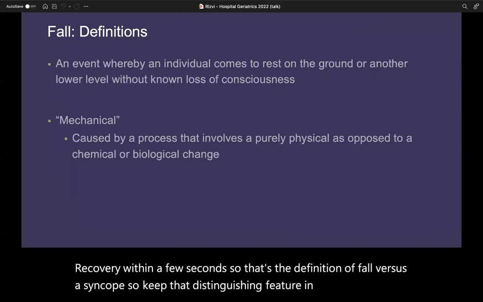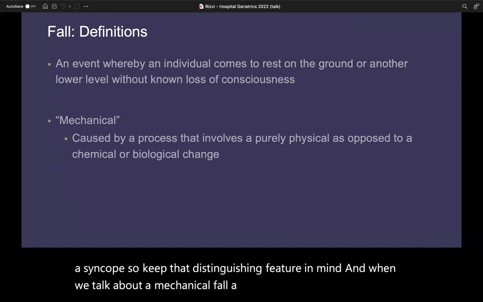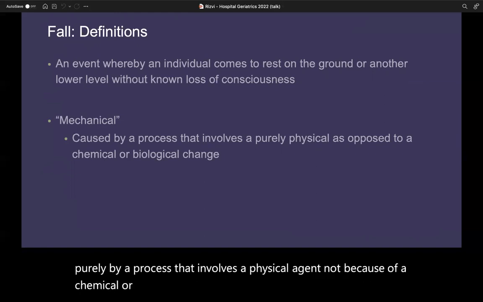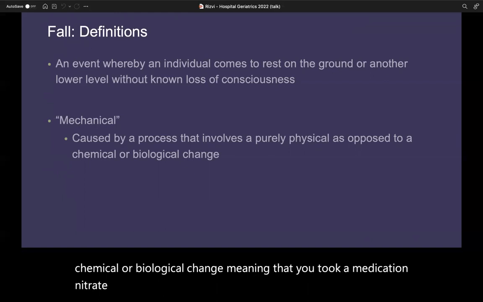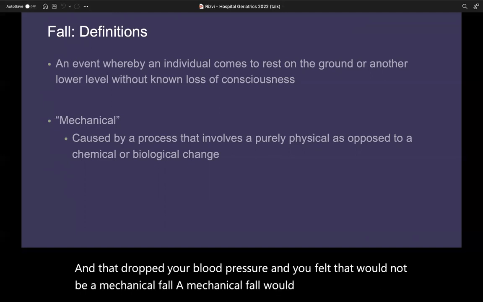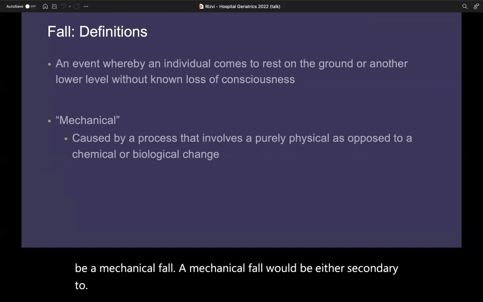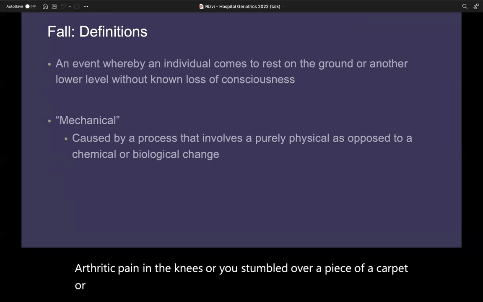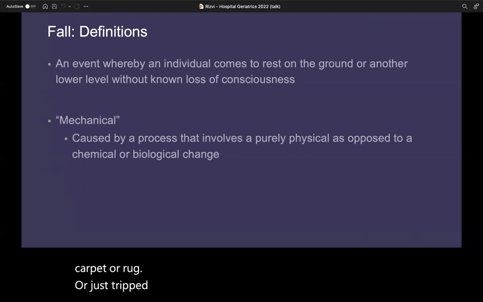And when we talk about a mechanical fall, it would be caused purely by a process that involves a physical agent, not because of a chemical or biological change, meaning that you took a medication, a nitrate for blood pressure or a diuretic for heart failure, and that dropped your blood pressure and you fell. That would not be a mechanical fall. A mechanical fall would be either secondary to arthritic pain in the knees, or you stumbled over a piece of a carpet or rug, or just tripped over the sidewalk or the footpath. That would be considered a mechanical fall.